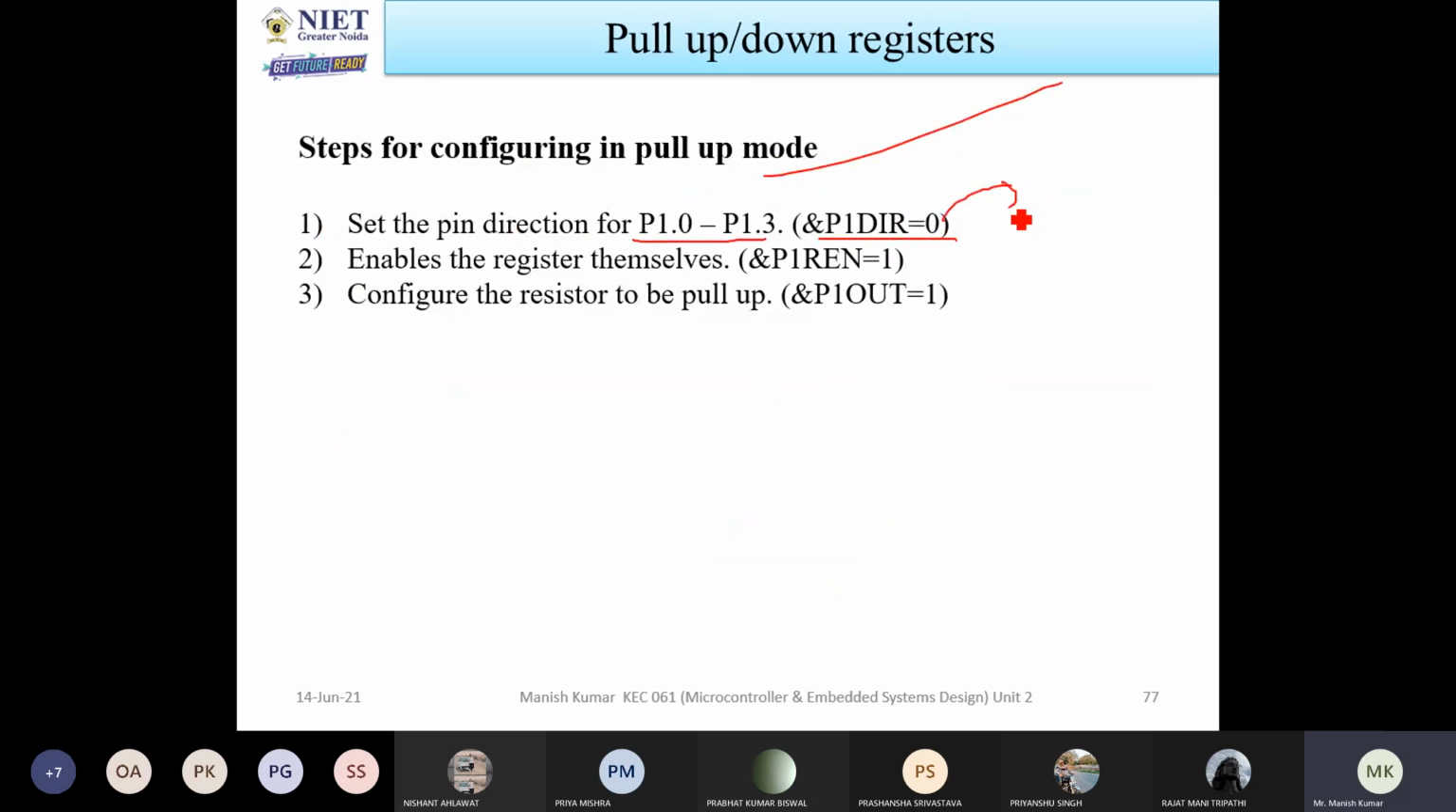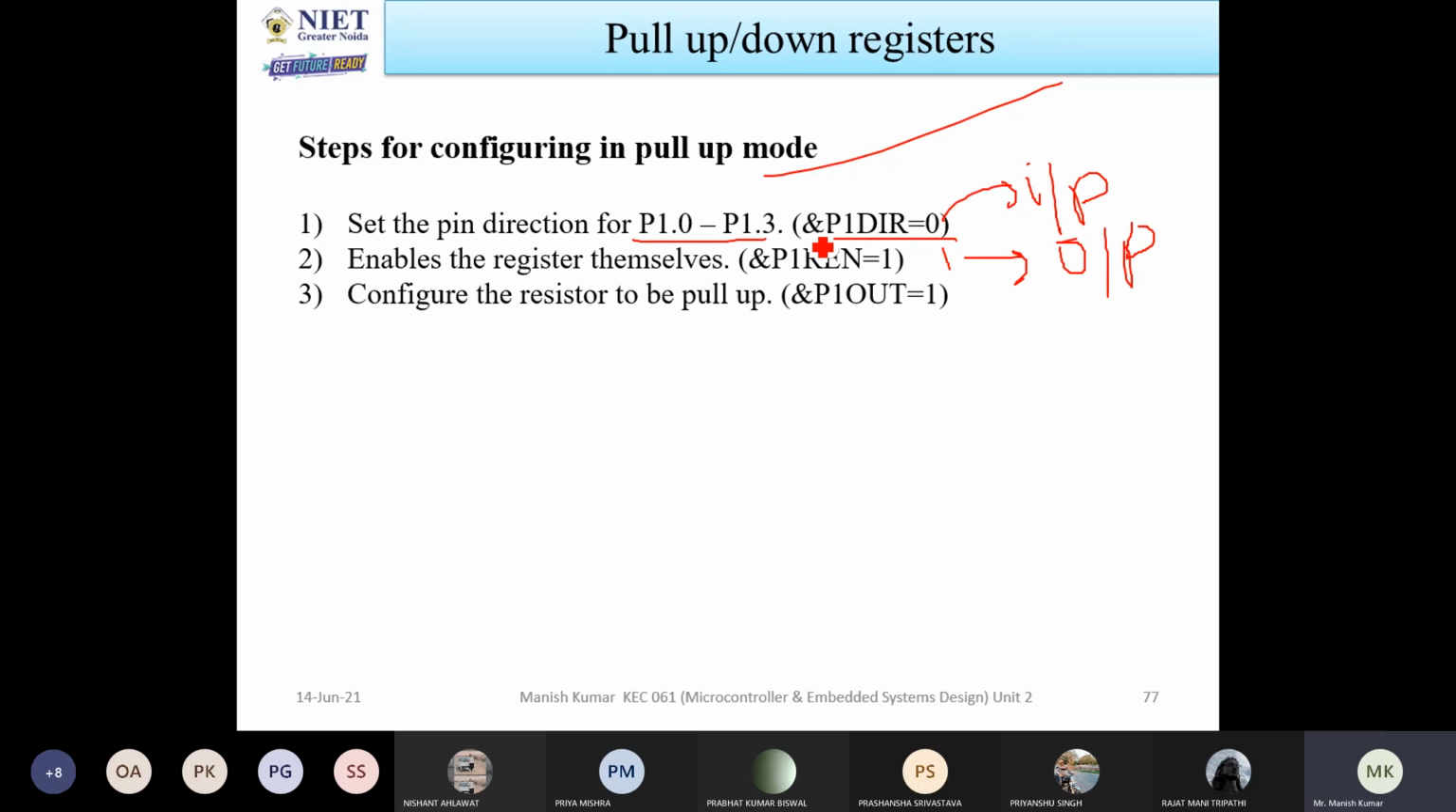Whenever this bit is equal to 0, it means that it is an input pin. When it is 1, it means that it is an output pin. So you have to configure this. With the help of P1DIR equal to 0, if you want to use this pin as an input pin. If you want to use it as an output pin, then you have to write P1DIR equal to 1. The first thing is you have to set the pin direction.